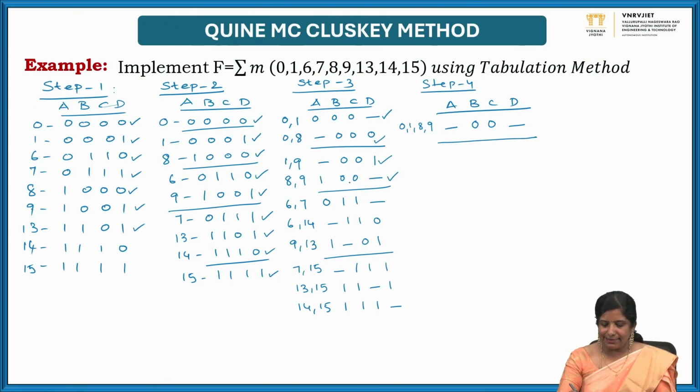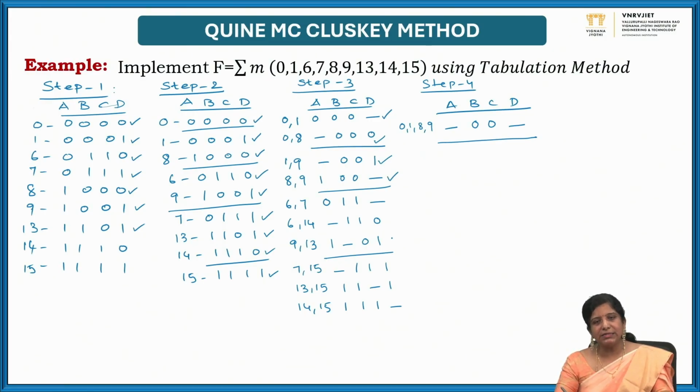Now 1, 9, 8, 9 should be compared with 6, 7, 6, 14 and 9, 13 here. Now for 1, 9, the dash is in the A place. Similarly check for which term the dash is in the same first place. If I see 1, 9 and 6, 14, the dash is in the first place, but the bits differing is more than 1. I cannot combine. Then if we have 1, 9 and 9, 13, I cannot because the dash is not in the same place. So I cannot combine. Then go for 8, 9 and 6, 7. I cannot combine. So any of these second group terms I cannot combine with the third group.